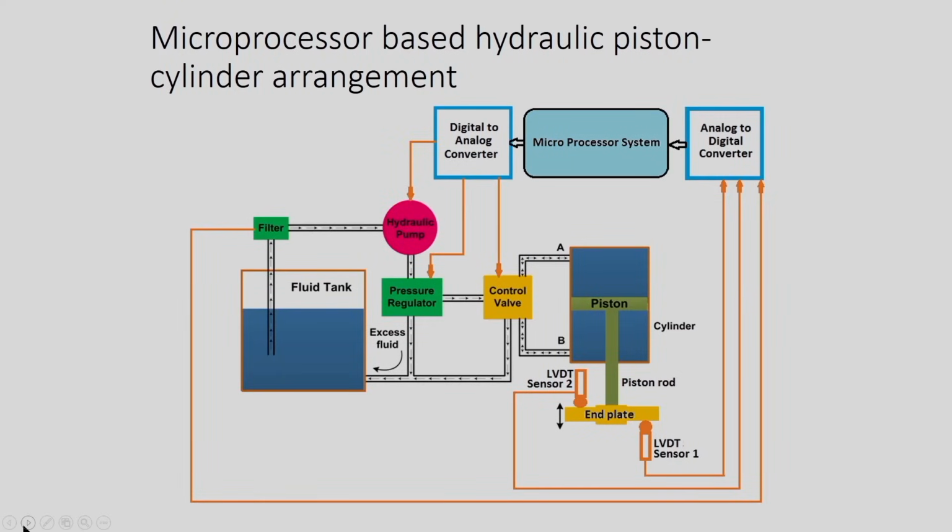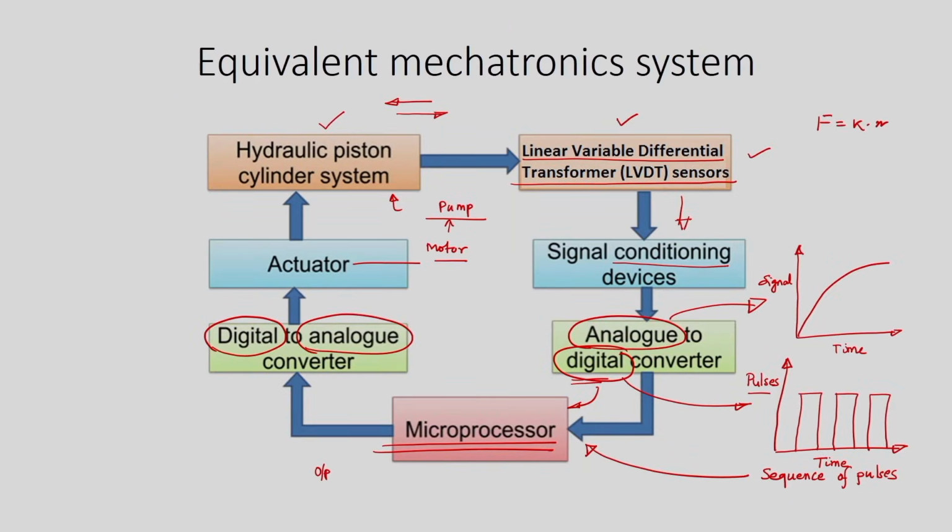Now, let us try to see how we can have the actual arrangements of all these elements. On your screen you can see a typical arrangement that can be developed to mimic Hooke's law. If you want to convert this equivalent mechatronics system into an actual mechatronics based automated system, what are the various things required? That we will see.